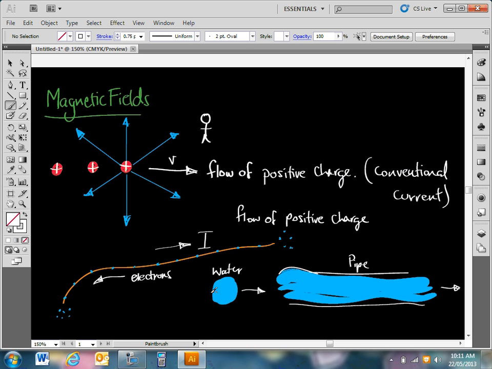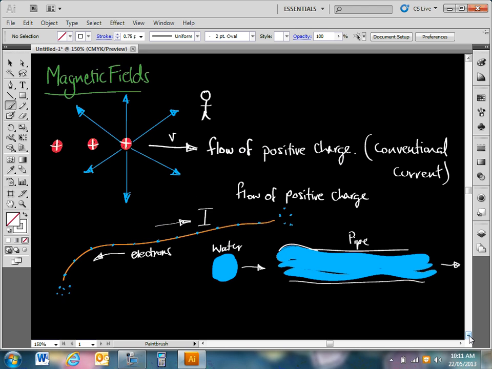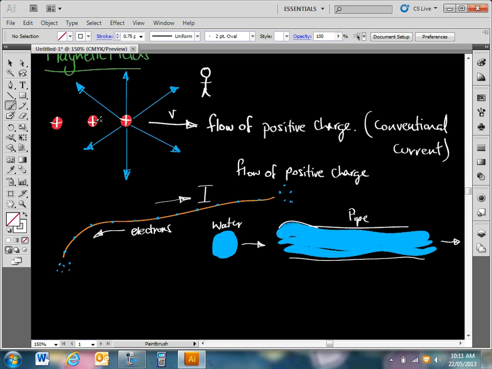Okay. I do need you to know that. That will be important later. Back to our flow of these charges. We have some flow of positive charge. I could have just as easily said negative charge. Just say we have a flow of charges moving in this direction.